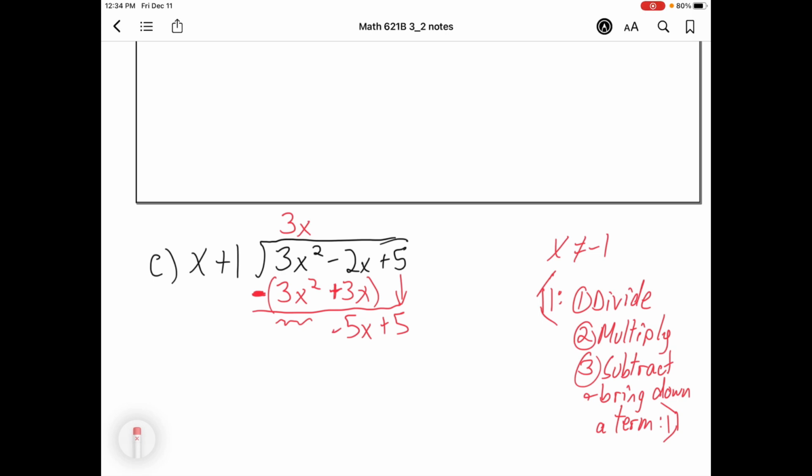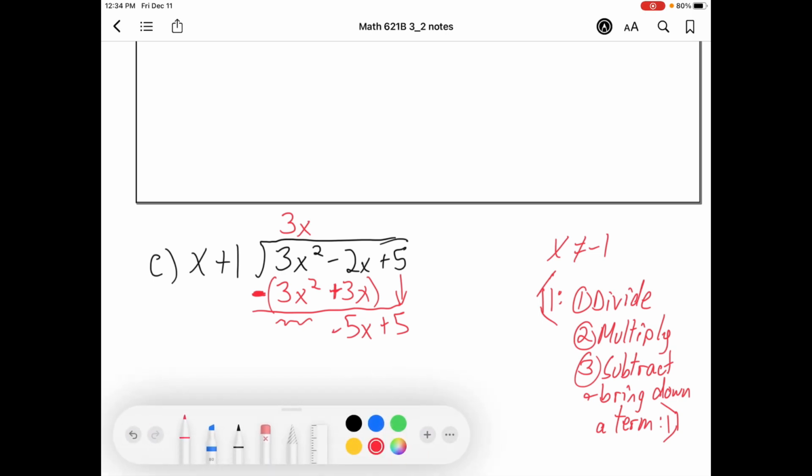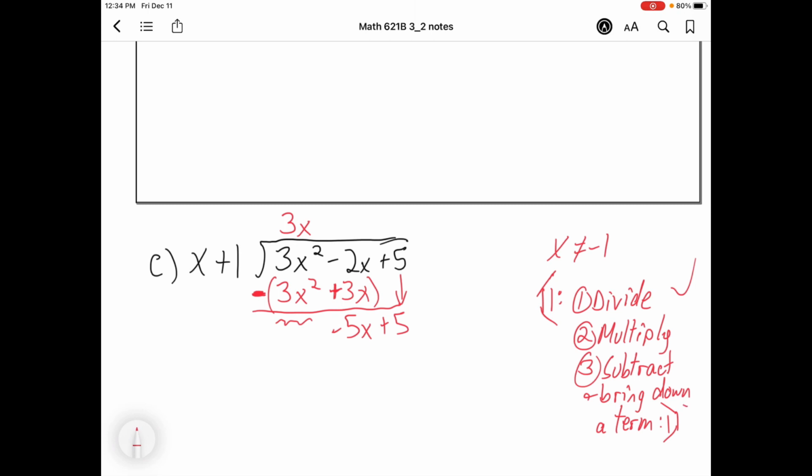We have done the whole process, and now we're just going to repeat it. We're right here in the form. Okay, so let me do it again. Negative 5x divided by x. Hey, that gives me negative 5.